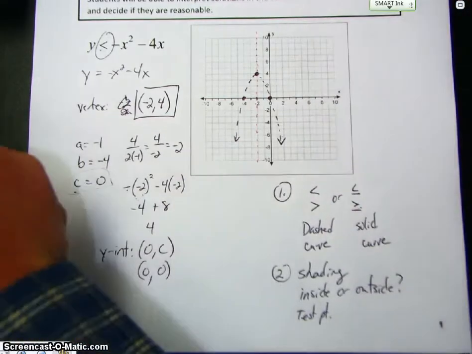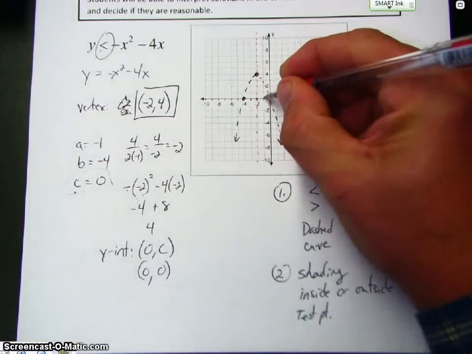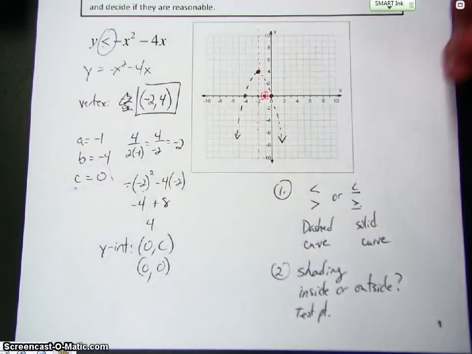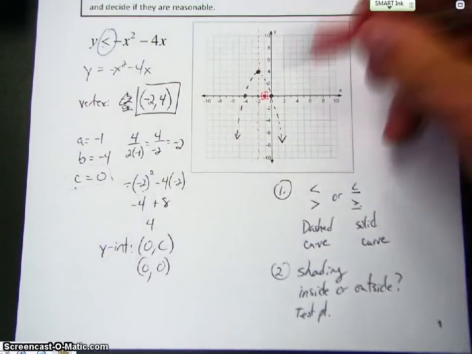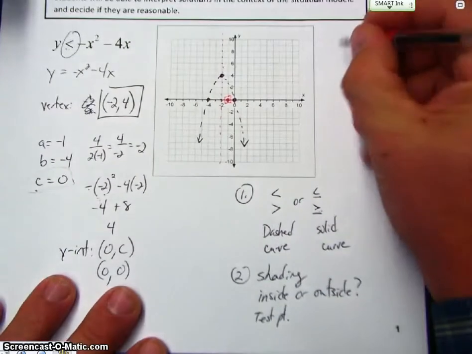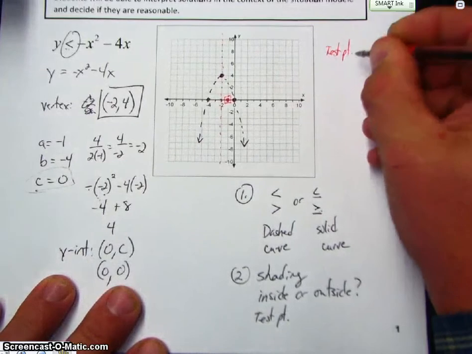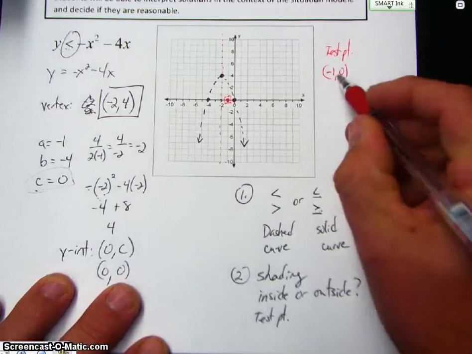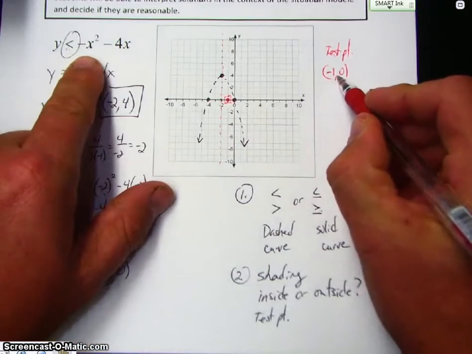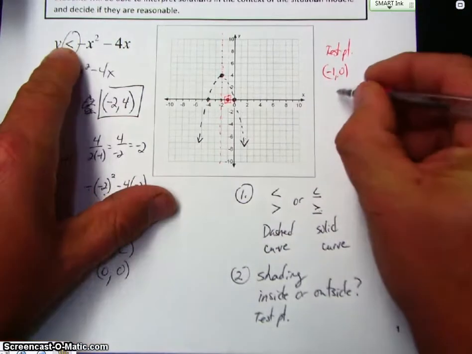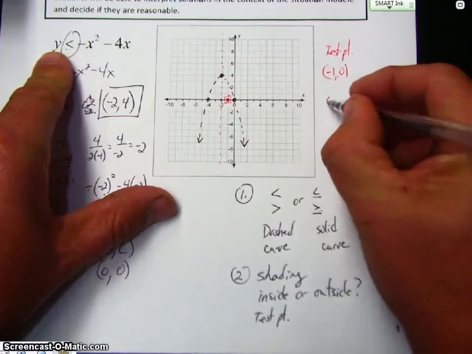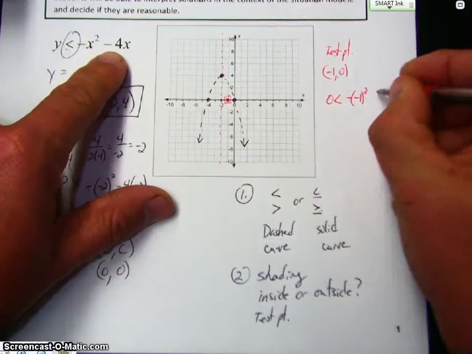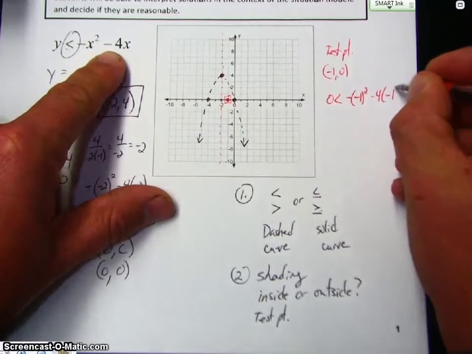So I'm going to use, this is my test point. All right, so you do the same thing. Put a little mark where your test point is. So the test point I'm using is at -1, 0. So I'm going to plug that into this equation and find out if it's true or false. So I'm going to have y, well, y is 0, less than negative 1 squared minus 4 times negative 1.